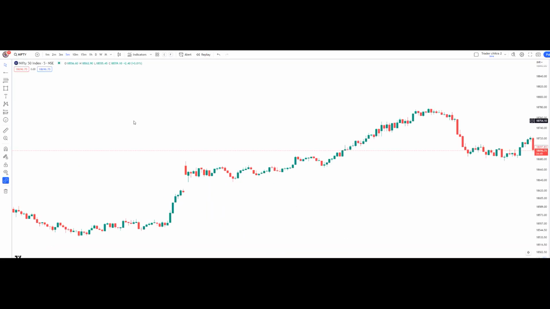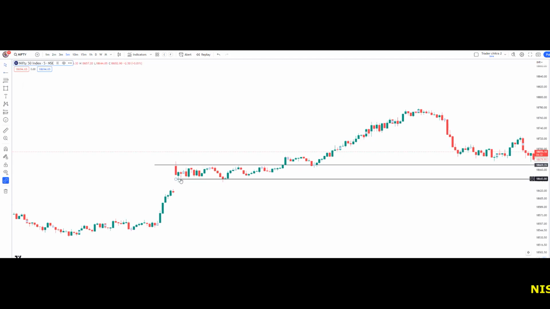This is the Nifty 5 minutes time frame chart. You can find this rectangle pattern in any time frame, depending upon which type of trader you are. So go to the horizontal ray and we can see that there is a rectangle pattern. Okay, so this is the resistance zone and this is the support. So we can mark these levels.